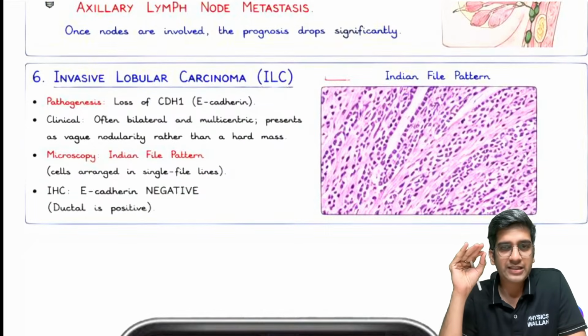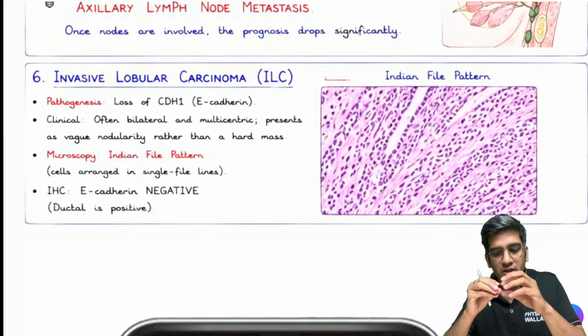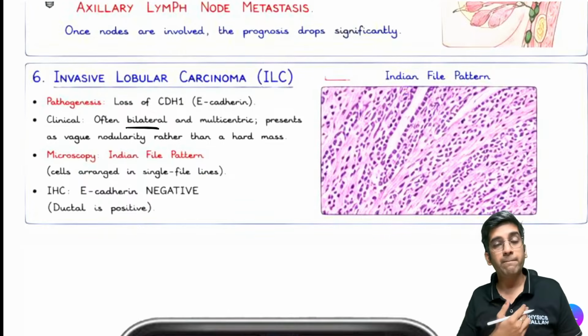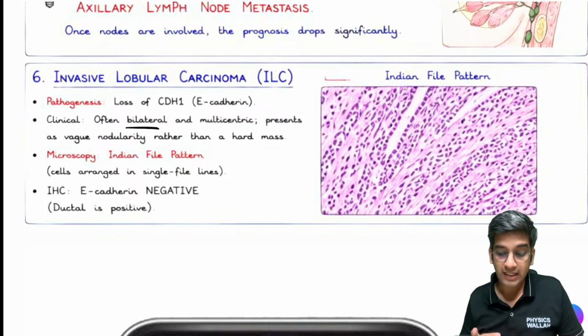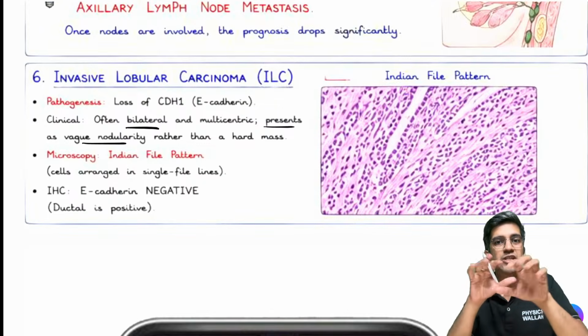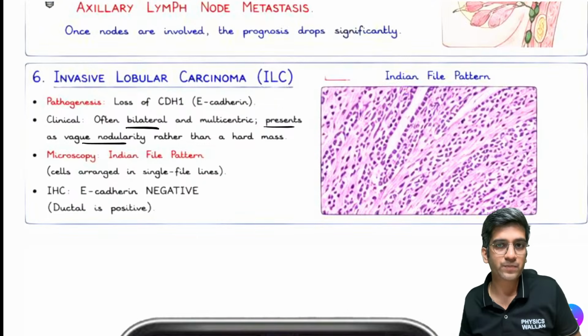CDH1 loss, classical. Because of CDH1 loss, the cells are dispersed. So bilateral tumors are possible. Multicentric tumors are possible, right? They won't have a hard mass. Instead, they'll have vague nodularity because they are dispersed. They cannot form a mass.